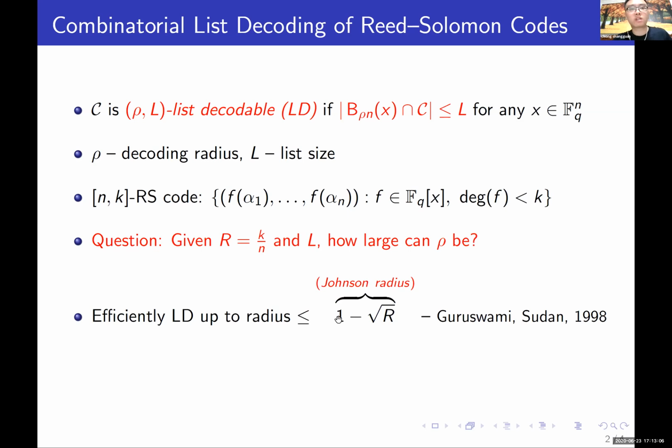The celebrated work of Guruswami and Sudan states that if the decoding radius does not exceed 1 minus square root of R, then one can efficiently list decode RS codes up to this radius. This radius is commonly known as the Johnson radius for Reed-Solomon codes. As RS codes are very important in both theory and practice, it has been a fundamental open problem in the field to determine whether RS codes can be list decoded, either combinatorially or efficiently, beyond this radius.